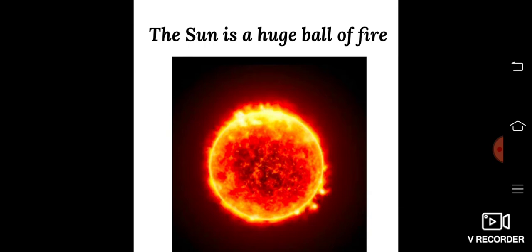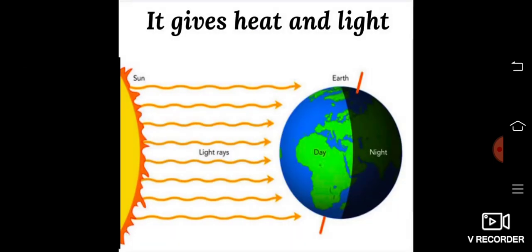Look at this picture. It is a closer picture of the sun. How does it look? It looks like a huge ball of fire. And what else did we learn? We learned that the sun gives us heat and light. And we learned that the sun is very big compared to the earth. And we learned that the sun is very far away from the earth.